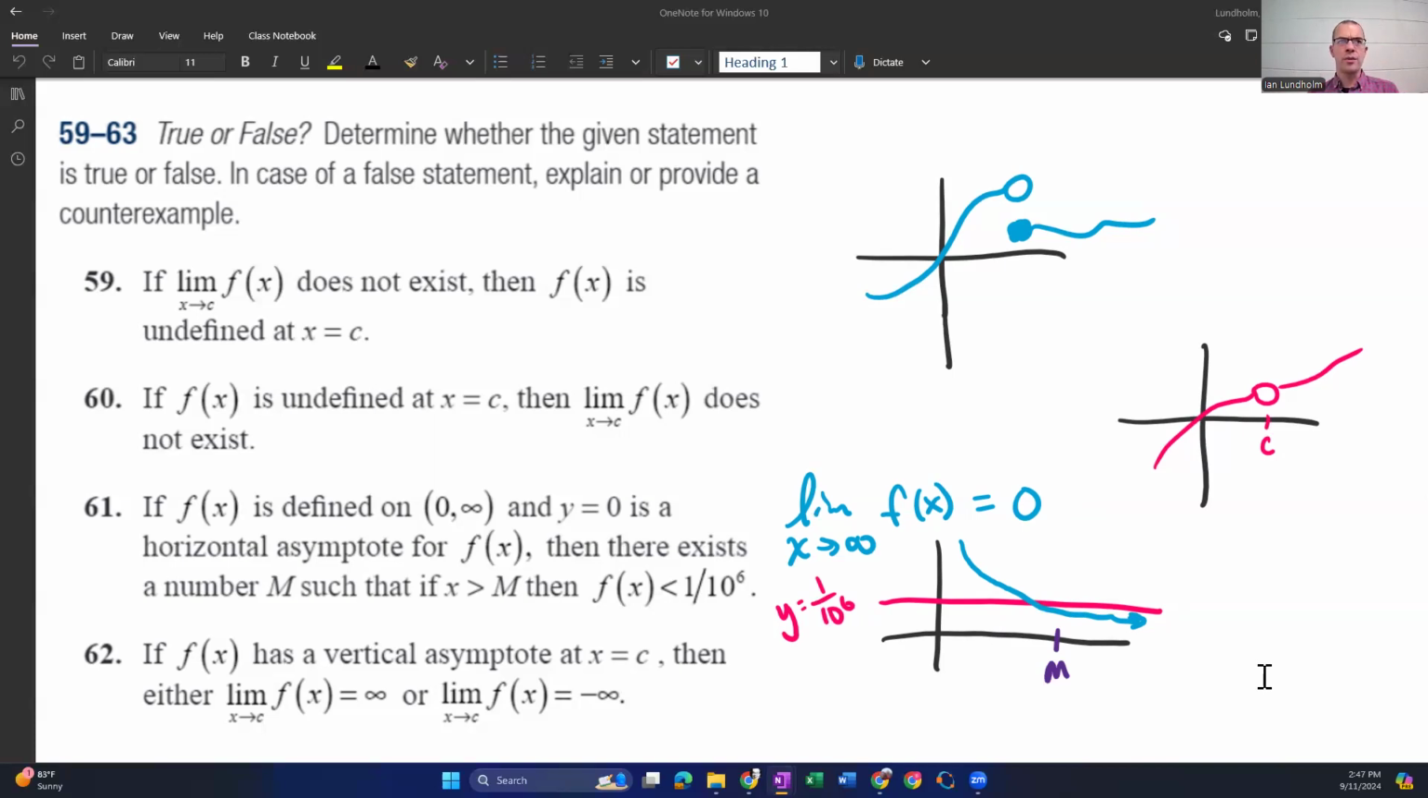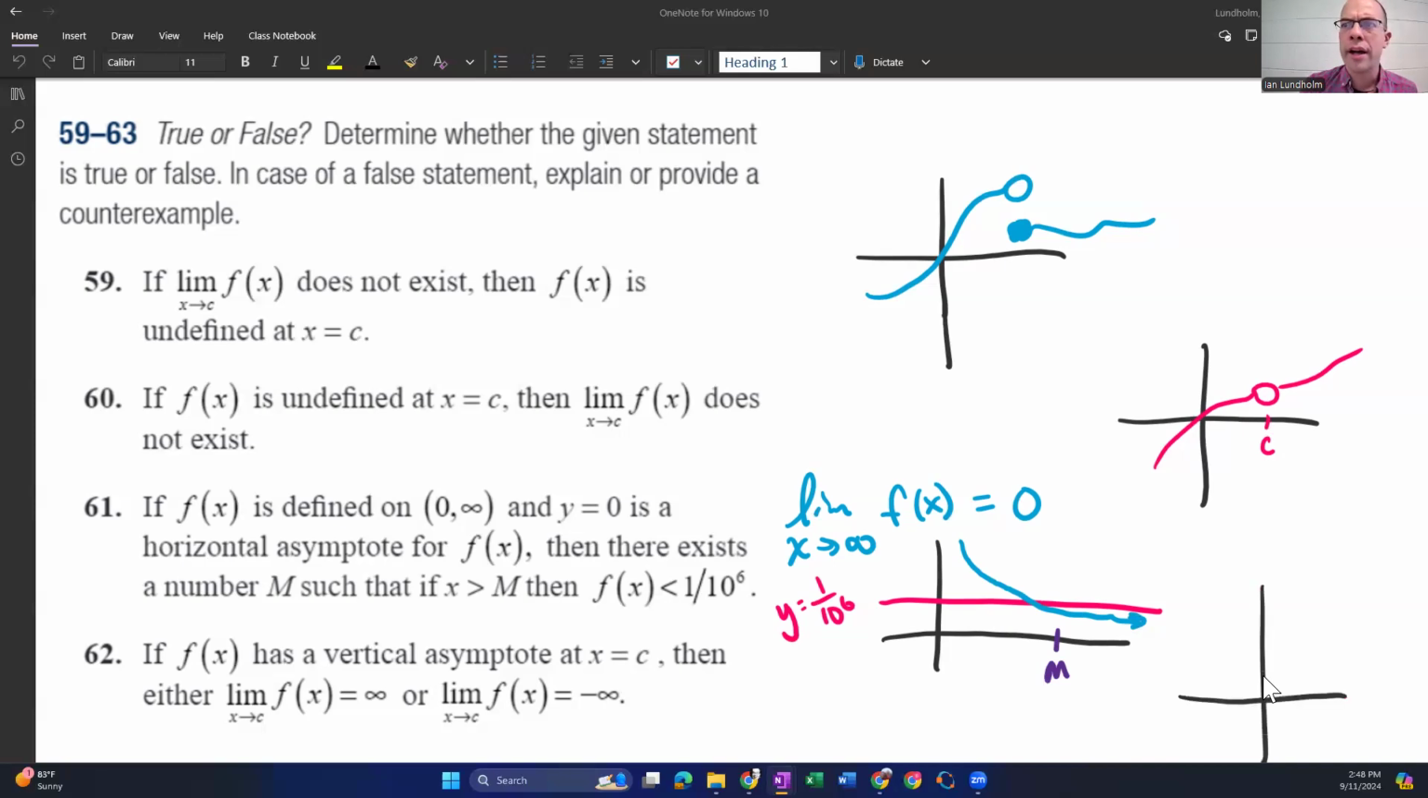And then last one, 62. If f of x has a vertical asymptote at x equals c, then either the limit equals infinity or the limit equals negative infinity. Yes, those would be options, but we could get even crazier and let one part of this go up and the other part go down.